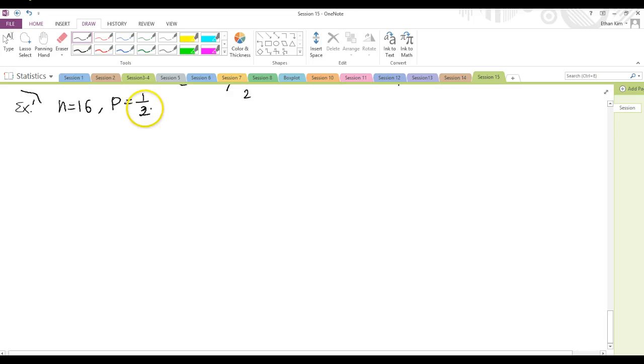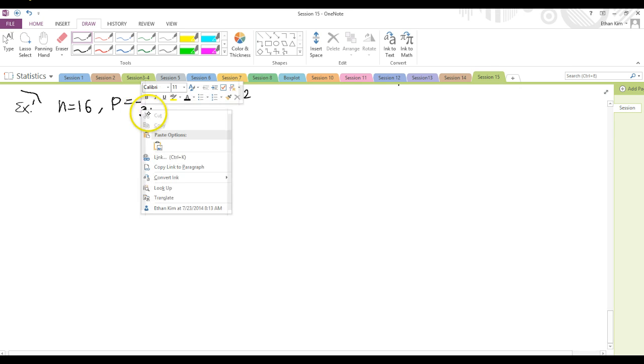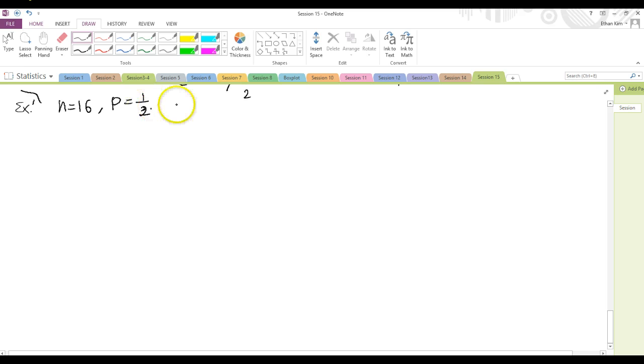And we're going to do this 2 ways. Although the n is a little smaller, we're just going to compare and see what the errors are when we're using normal distribution. So n equals 16 and p equals 1/2. Find the probability of getting between 5 and 10, right? So 5 and 10. This is what we're looking for.